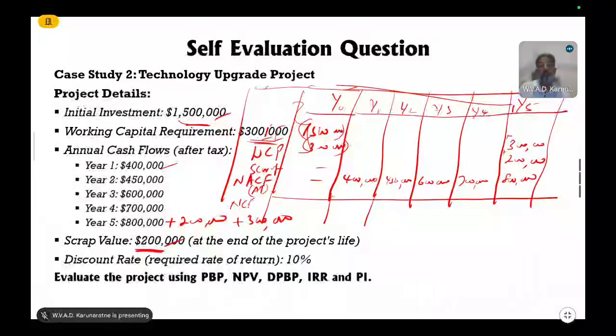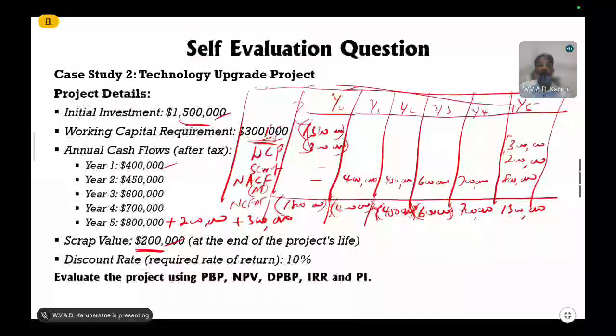Net cash flows after tax. This becomes 15 plus 3, 1.8 million. Cash outflows: here this one 400,000, this one 450,000, this one 600,000. Sorry. Positive one. Positive, all are positive. 700,000. This one 1.3 million.